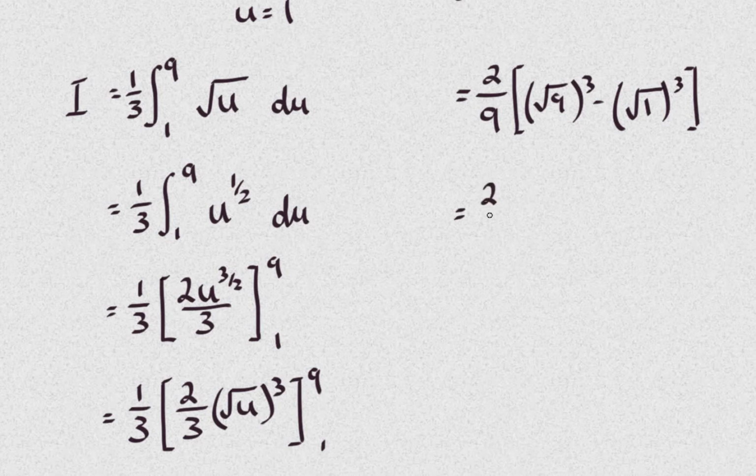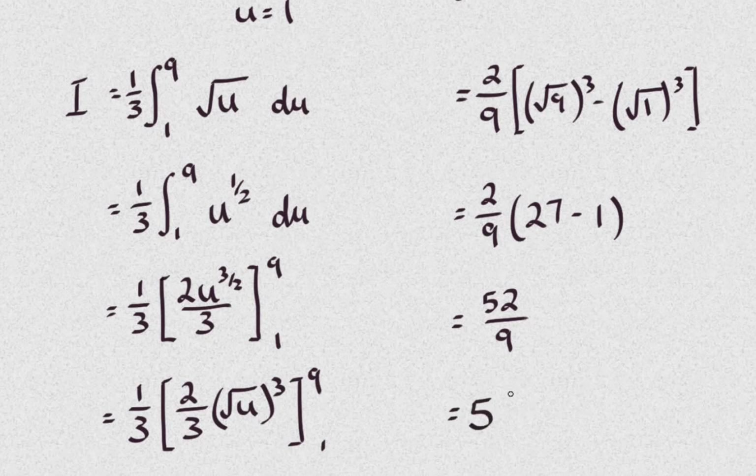Since the square root of 9 is 3, 3 cubed is 27, and, well, the square root of 1 is 1. When we cube that, you get 1. And so we have 2/9 times 26. This gives us 52 over 9. And if we wanted, we might like to write this as 5 and 7/9. And that's our solution to example 1.